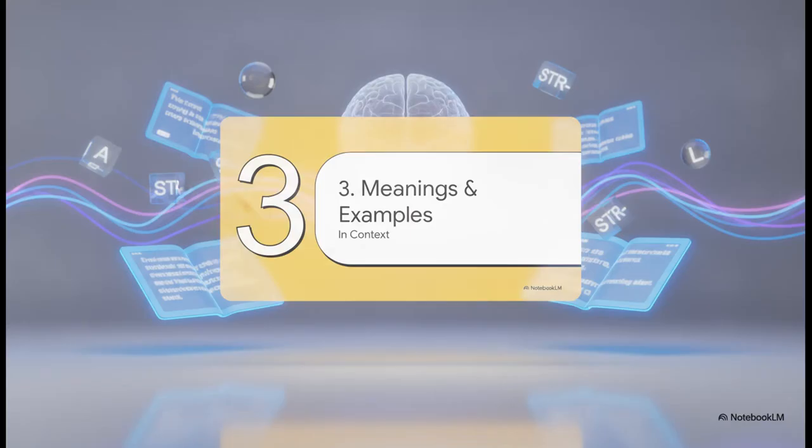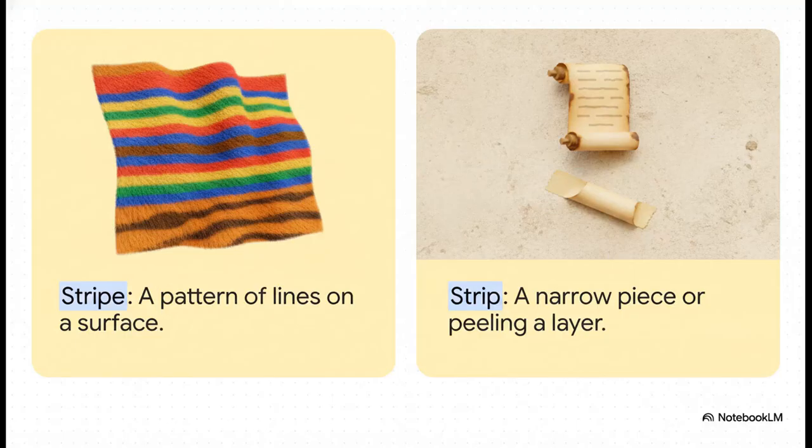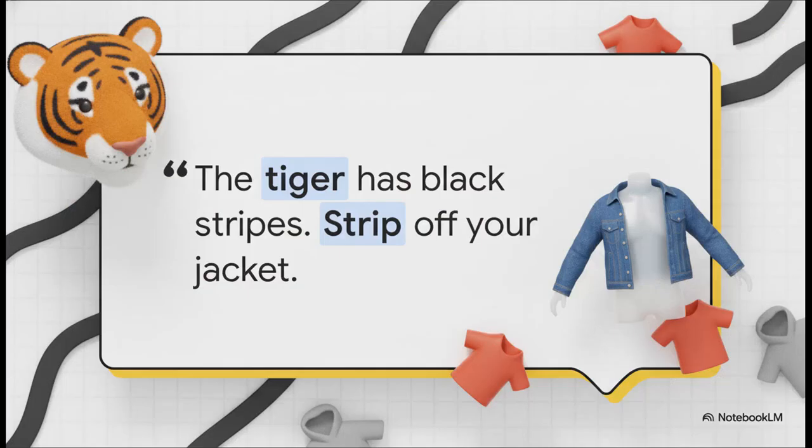All right. Let's get into Section 3, meanings and examples in context. Let's see these words in their natural habitat, starting with our visual words. We define stripe as a pattern of lines. Think of the alternating colors on an animal or a flag. Meanwhile, strip means a narrow piece of something like a strip of paper or the action of peeling a layer away.